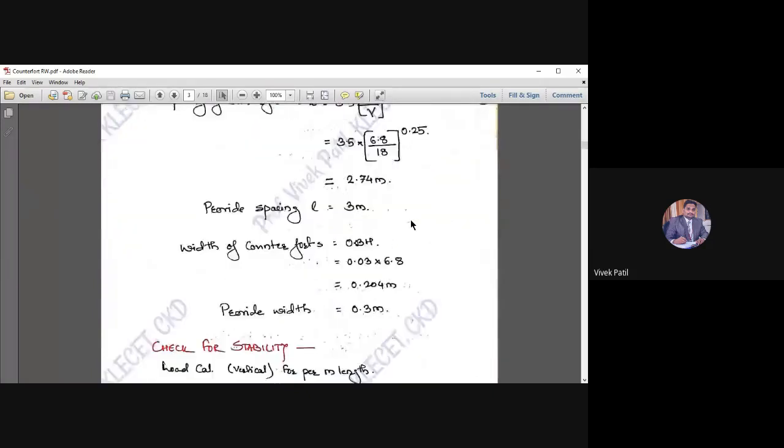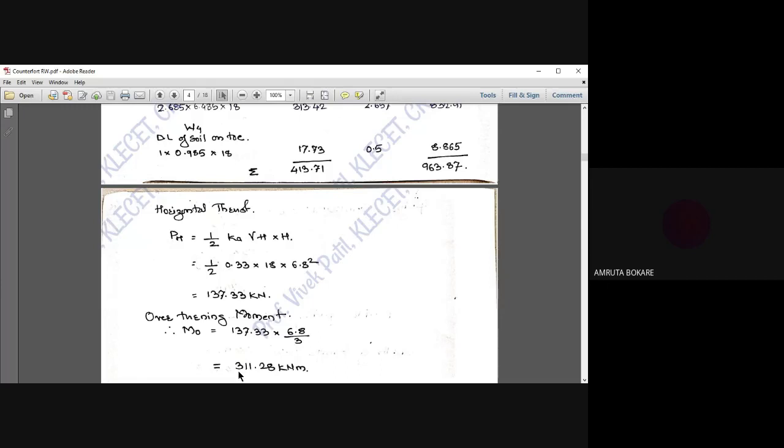So the overturning moment can be calculated as 137.33 into the distance, that is 6.8 divided by 3. 137.33 into 6.8 divided by 3. Calculate MO, that is the overturning moment. It is 311.28 kilonewton meter. Okay, so this is the overturning moment.